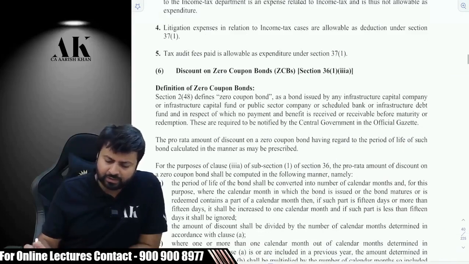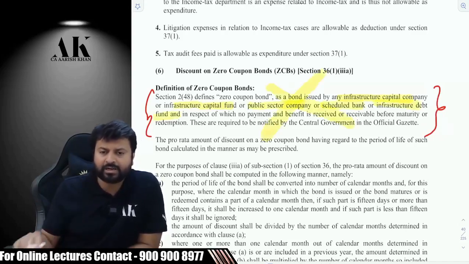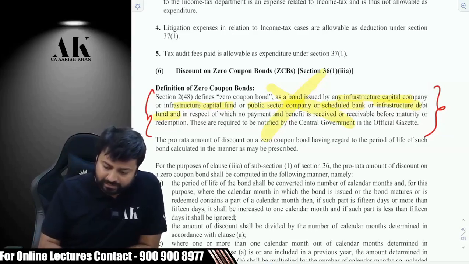There is a definition of zero coupon bond over here. It can be issued only by an infrastructure company, an infrastructure capital fund, a public sector company, a scheduled bank or an infrastructure debt fund. That's it. No other person in this country can issue a zero coupon bond. There is a definition of zero coupon bond under income tax law in section 2(48). Scheduled bank as well? Yes, it includes scheduled banks also.